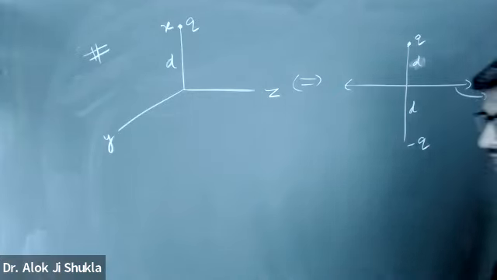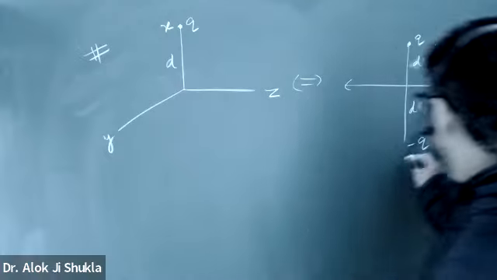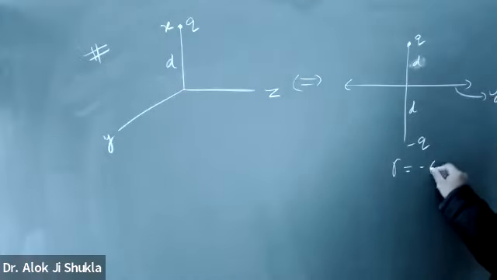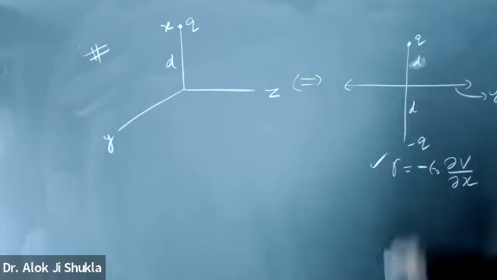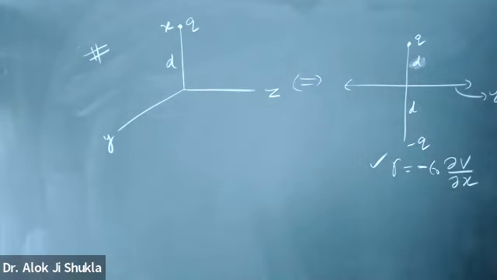So now the charge density will be calculated minus epsilon naught del V by del X. Good question, Parampreet. देखो, now this is your charge density formula. Because N was the perpendicular to the surface.